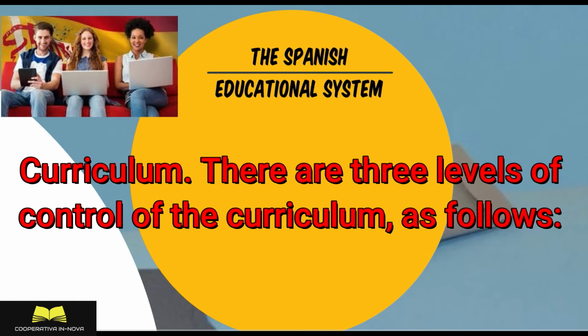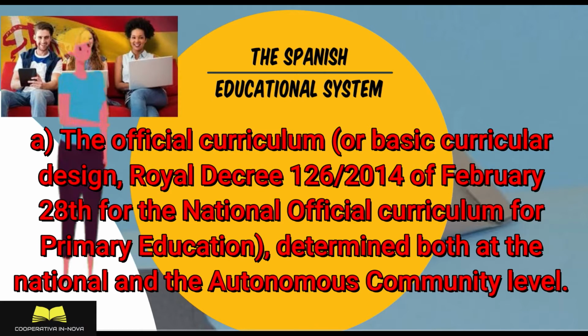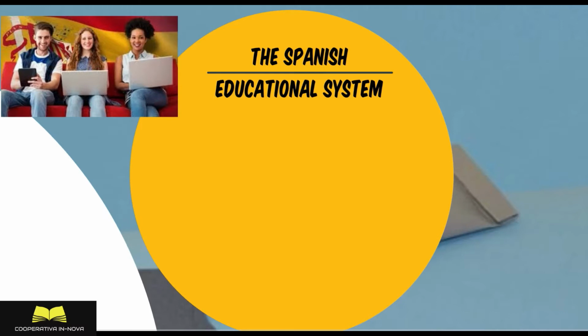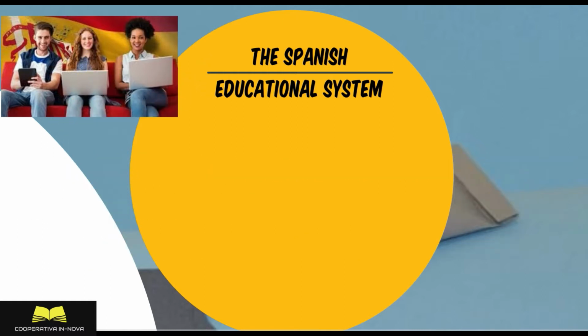Curriculum. There are 3 levels of control of the curriculum, as follows. The official curriculum or basic curricular design, Royal Decree 126/2014 of February 28 for the National Official Curriculum for Primary Education, determined both at the national and the autonomous community level. The official curriculum sets out objectives in terms of skills, methodological principles, and content and assessment criteria.